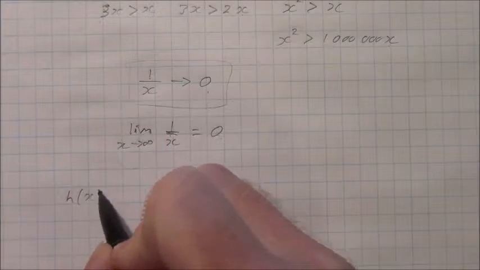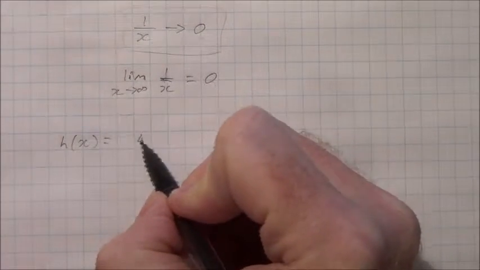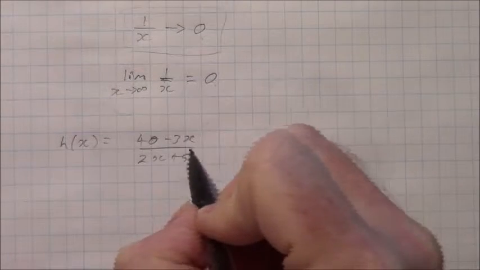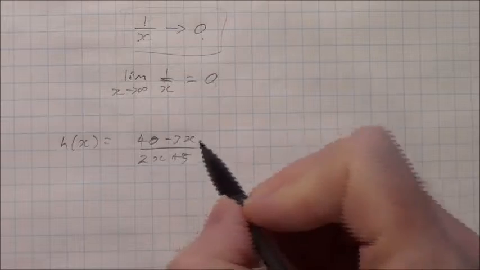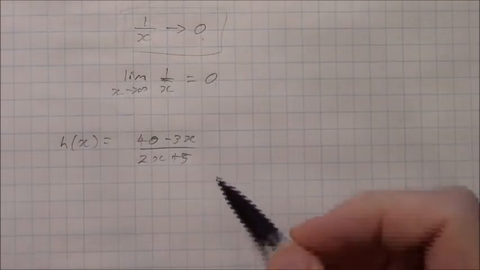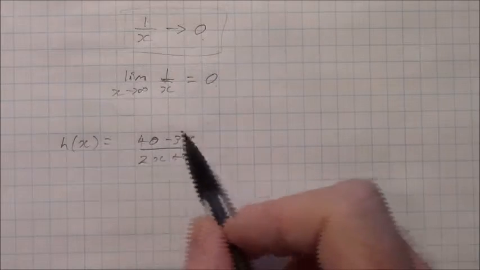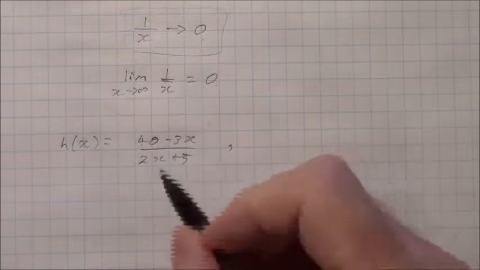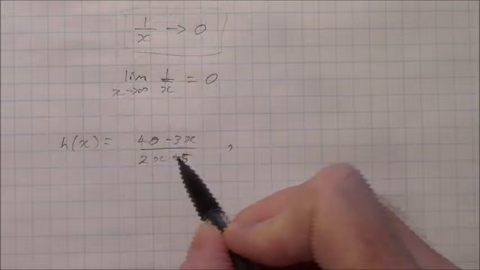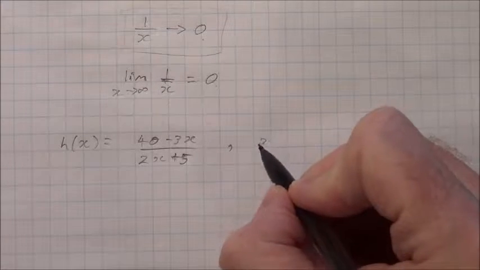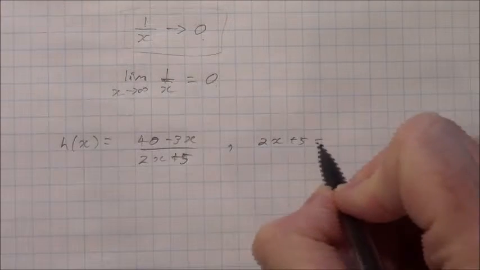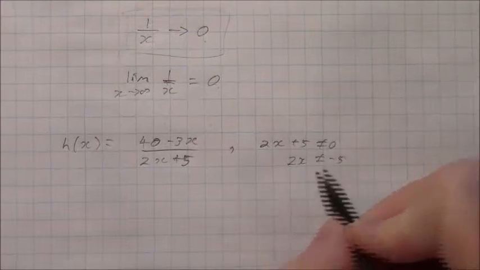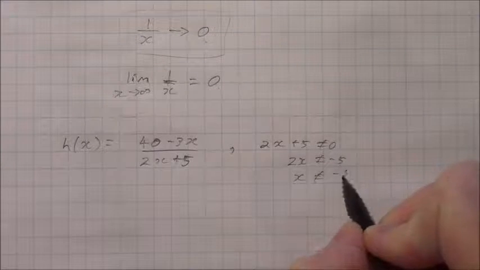Suppose we've got this function h of x, and that equals 40 minus 3x all over 2x plus 5. Well, there's a few things we can find from this. This is what you call a rational function. We've got values in an expression in the numerator and the denominator. The restriction on this, well, we can't ever divide by 0, so our restriction is that 2x plus 5 cannot equal 0, which means that 2x cannot equal negative 5, therefore x cannot equal negative 5 over 2.